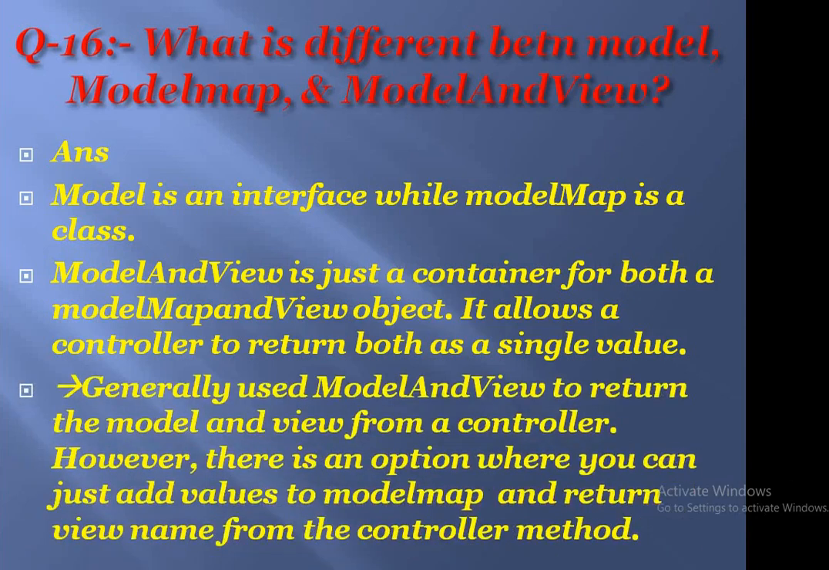Generally, ModelAndView is used to return the model and the view from the controller. However, there is an option where you can just add values to the ModelMap and return the view name from the controller method.